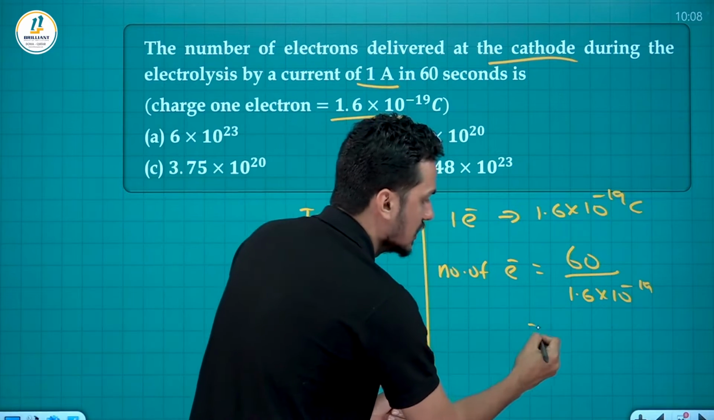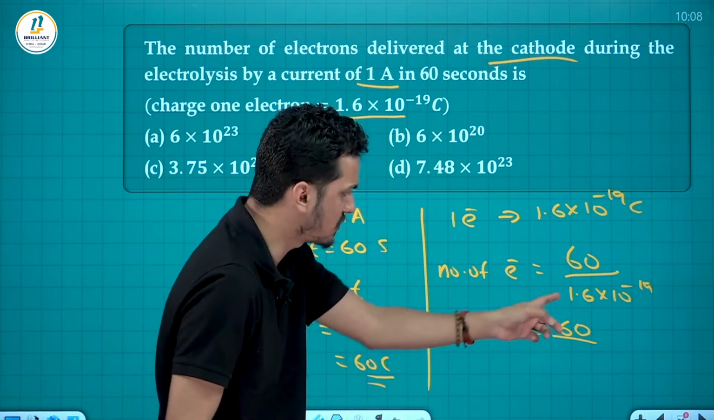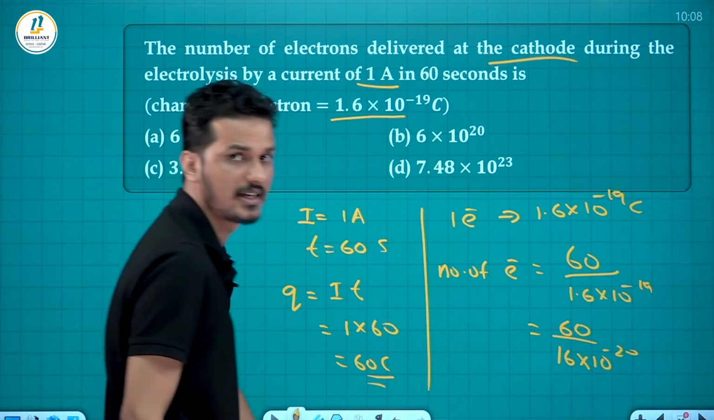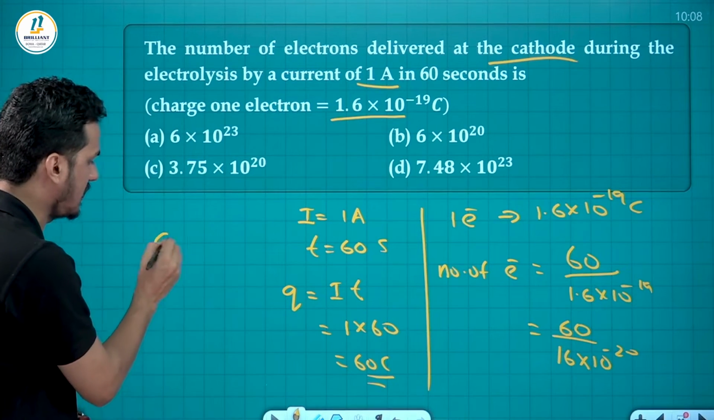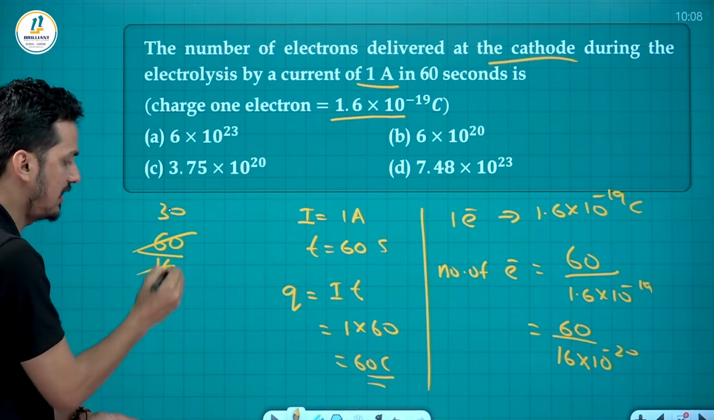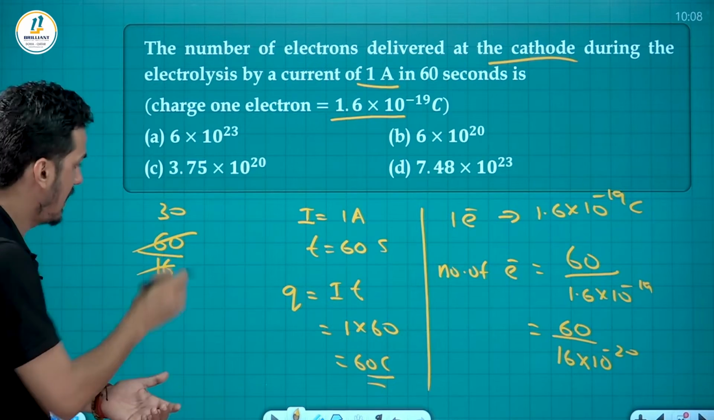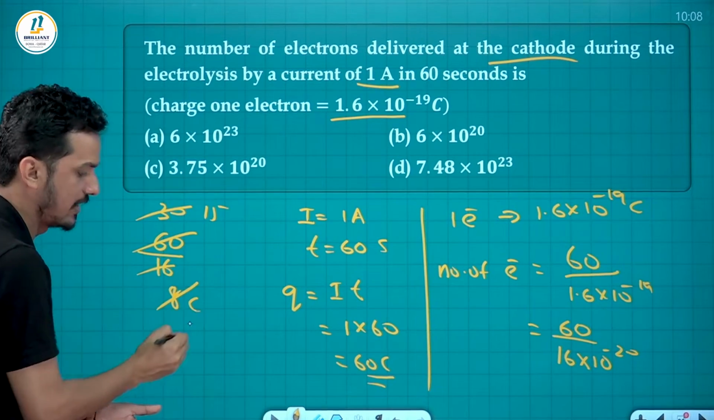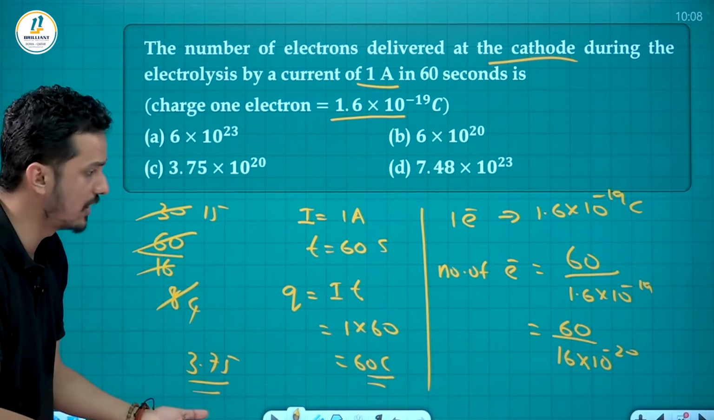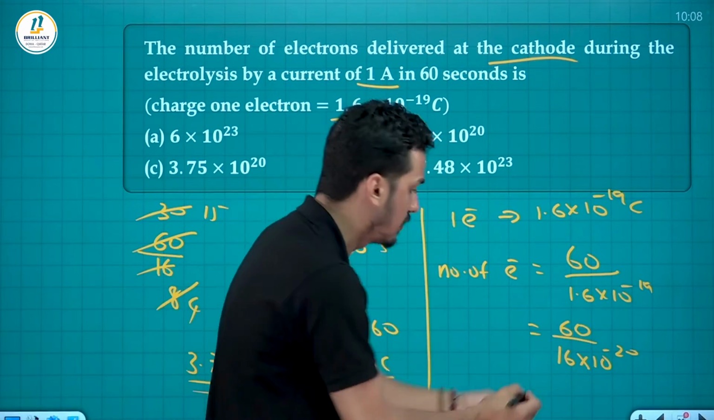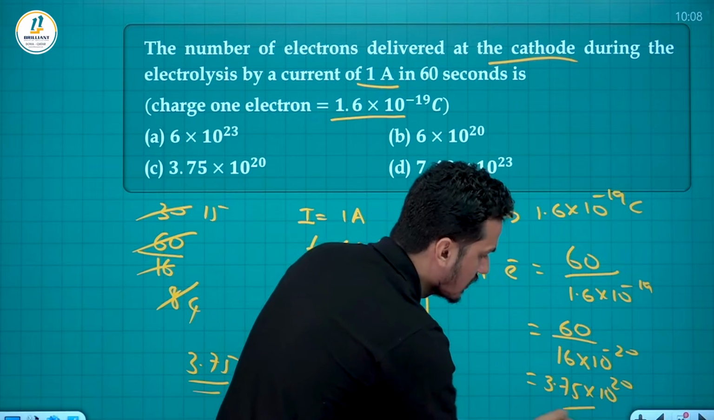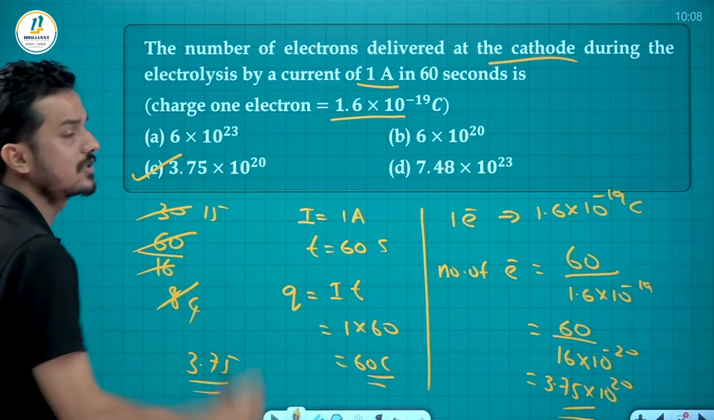So that's equal to 60 by, this one I am writing 16 into 10 raised to minus 20. I am going to divide that 60 by 16 here. This one I can cancel, 30 by 8 I will get. Again I can cancel, 15 by 4 I will get. 15 by 4 means 3.75. So the 10 raised to minus 20 will go to top. So that means 3.75 into 10 raised to 20. So option C is the correct answer.